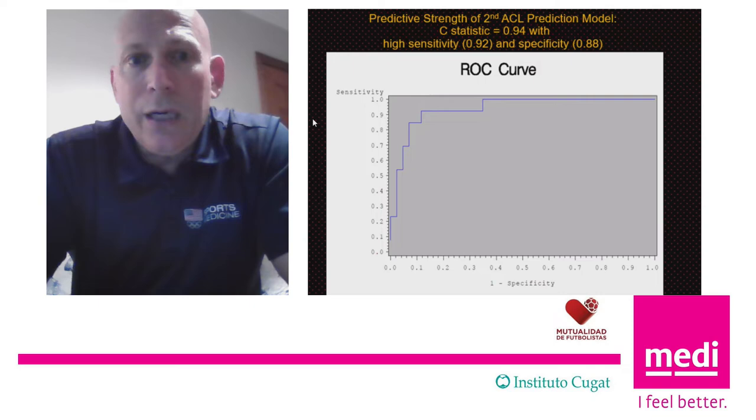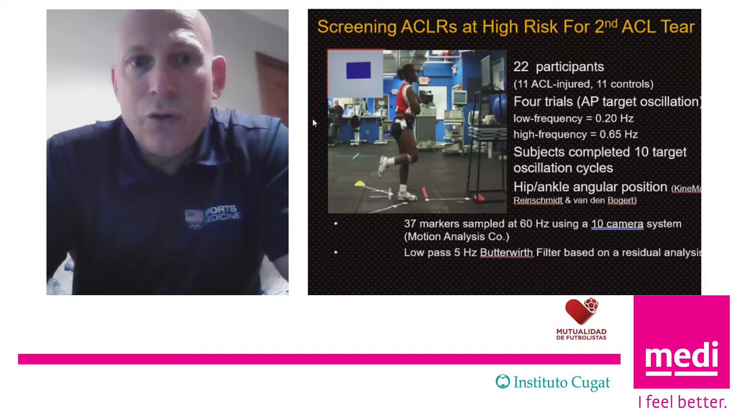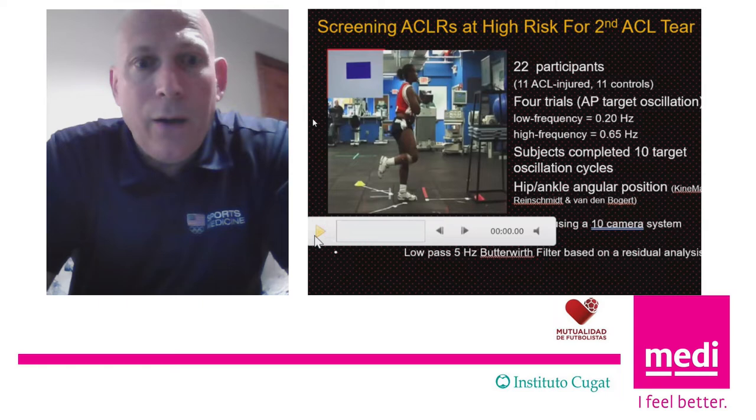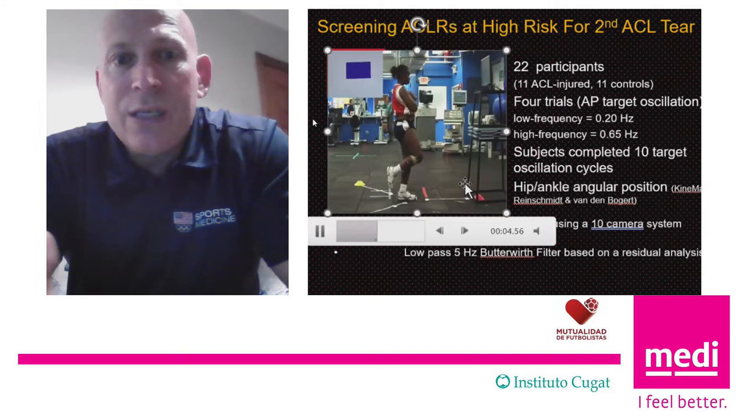92% sensitivity, 88% specificity, with an overall C statistic of 94% prediction rate of second injury. So we're screening these athletes to see who's at relative risk. Basically, these athletes have a very different balancing profile. We're looking at young female athletes, and we're asking her to keep her face equidistant from that rectangle as it moves forward and away from her.